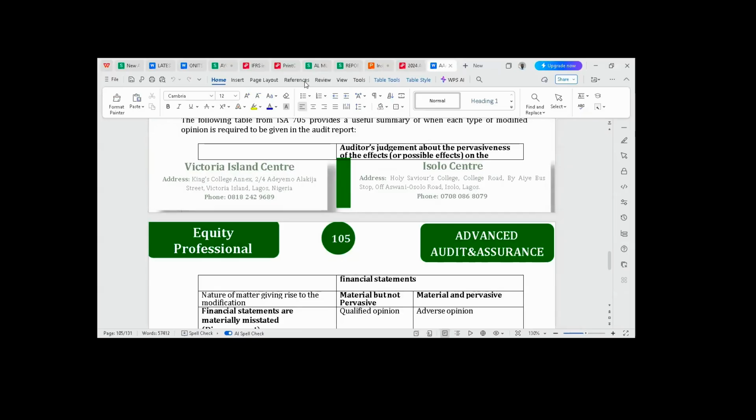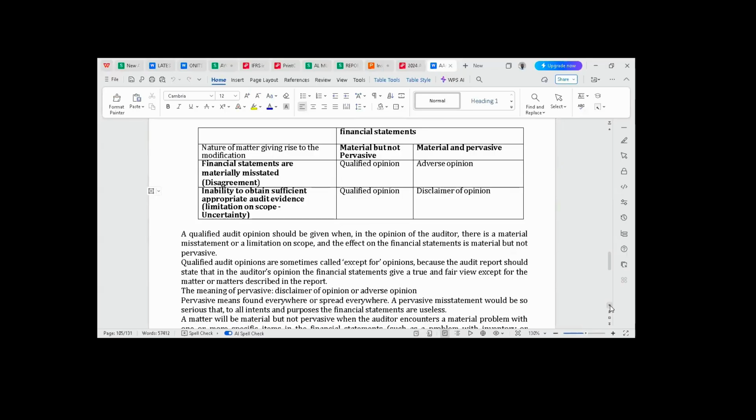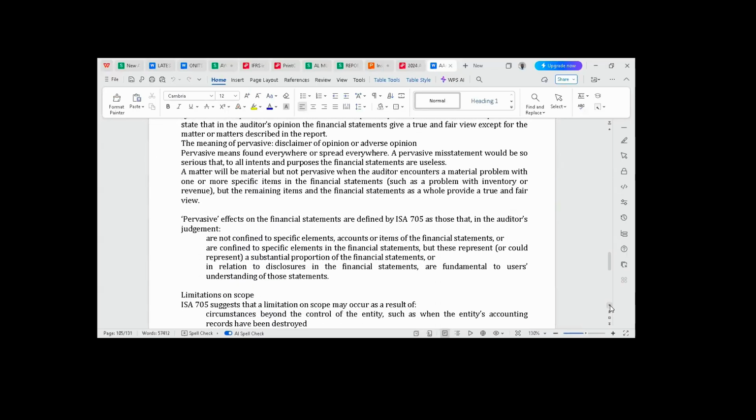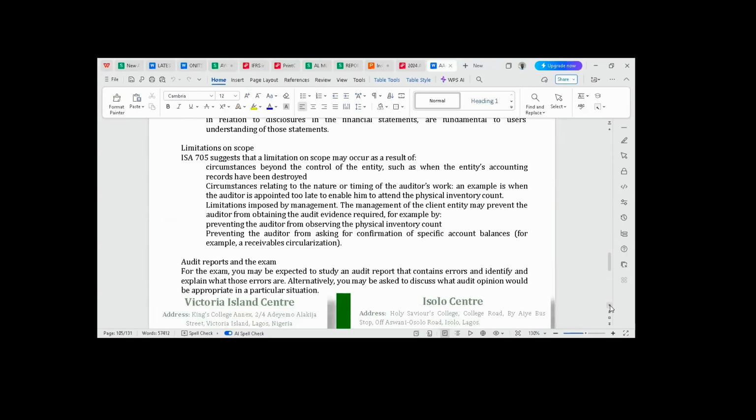Okay, sir. When you talked about disclaimer opinion, it was more like something different from what I know. At the time they were teaching us case study, they said a disclaimer is the auditor writing to make sure that a third party does not use the information provided.